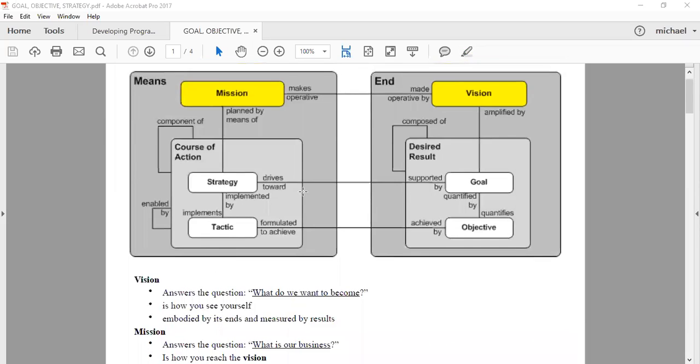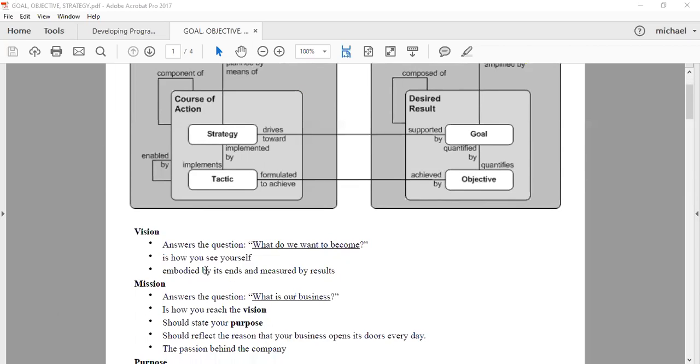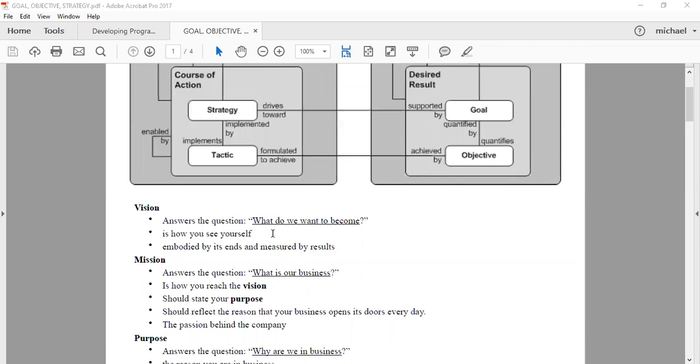Okay, the vision. We're going to do them individually, but I just want you to see how they operate on the chart, and then we're going to go into detail. Your end is always what you want the world to look like, and that is broken down into 3 stages: your vision, your goal, and your strategy. The means of how you want to get there is also broken down into 3: your mission, your strategy, and your tactic. Now, mission asks the question as to what you want to become.